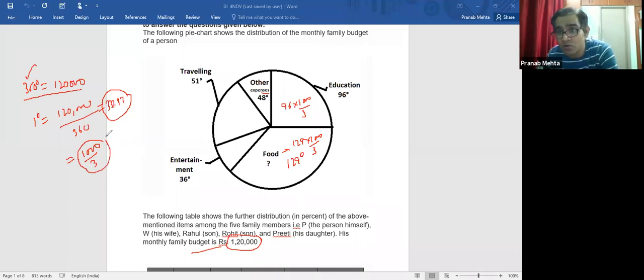Now remember, I'm converting into rupees because I know that 360 degrees represent 1,20,000. So 1 degree represents 1000 by 3 rupees. Rather than talking about degrees, I'm trying to find out how much money I have spent on education, food, entertainment, and other expenses. Since 1 degree represents 1000 by 3, 96 degrees should represent 96 into 1000 by 3. This food item is 129 degrees, which we calculated at the start, so food will give me 129 into 1000 by 3.